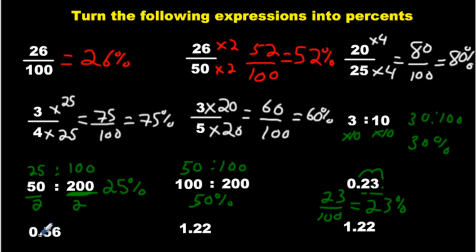We could do it here. Look, bump, bump. You put it there, you get 56%. Right? You get 56 decimal zeros. That's just 56%. You do it to this one.